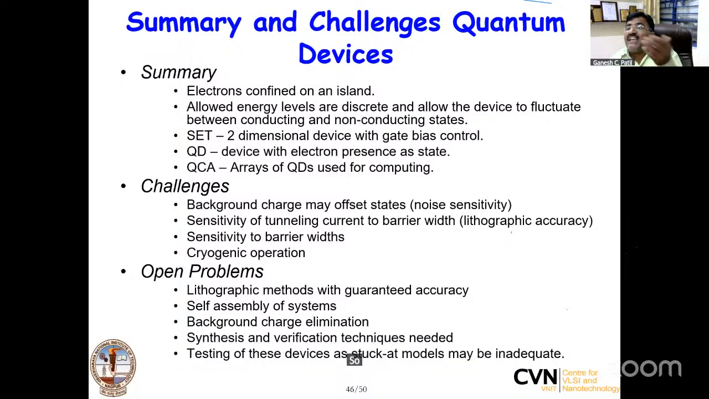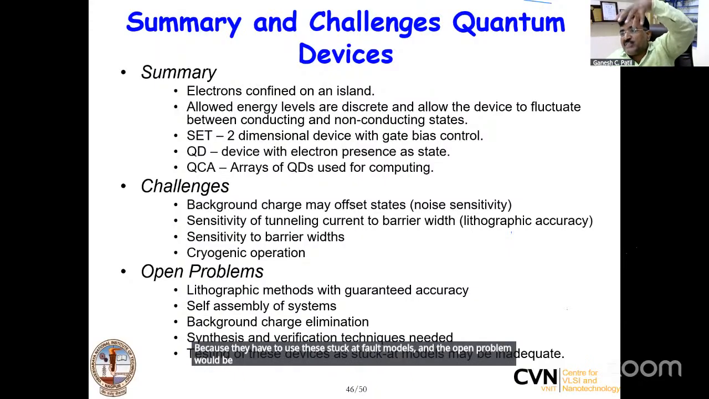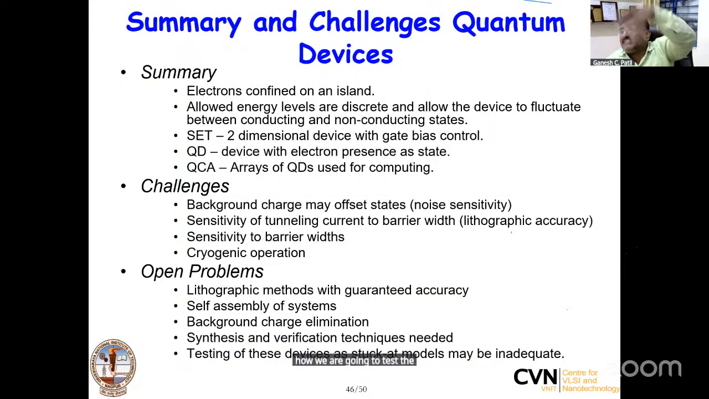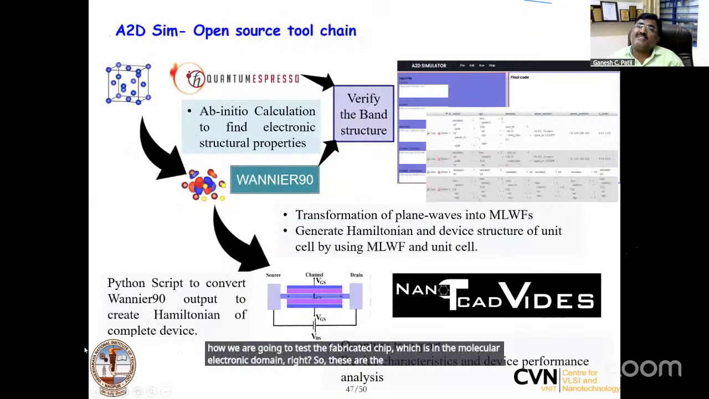So testing is another domain where people are doing research. My friends today in various industries, highly paid engineers, are verification engineers because they have to use the stuck-at fault models. The open problem would be how to test the taped-out chip at this nano dimension, which at the start of the talk I told you about, the fabricated chip in the molecular electronic domain. So these are the open challenges for this.